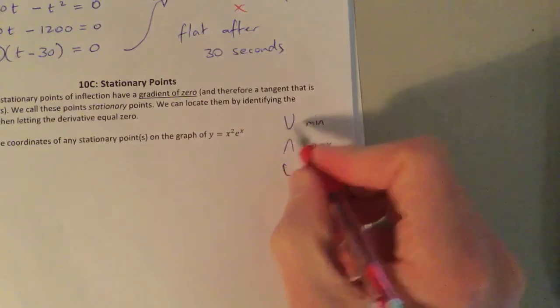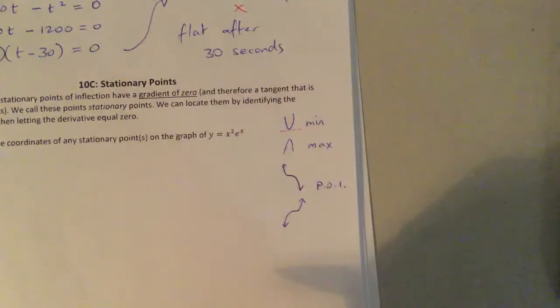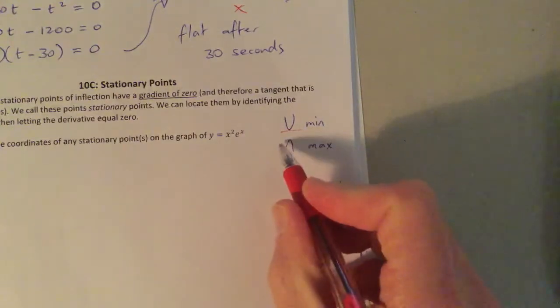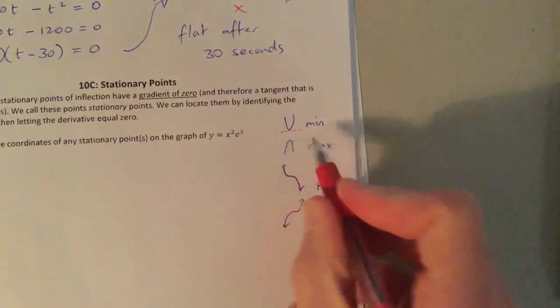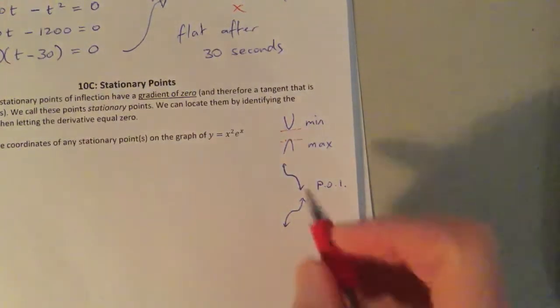If you were to draw a tangent line at the minimum turning point, it would have a gradient of 0. It would be a horizontal line. If you were to draw a tangent at a maximum turning point, it would have a gradient of 0. It would be a horizontal line.